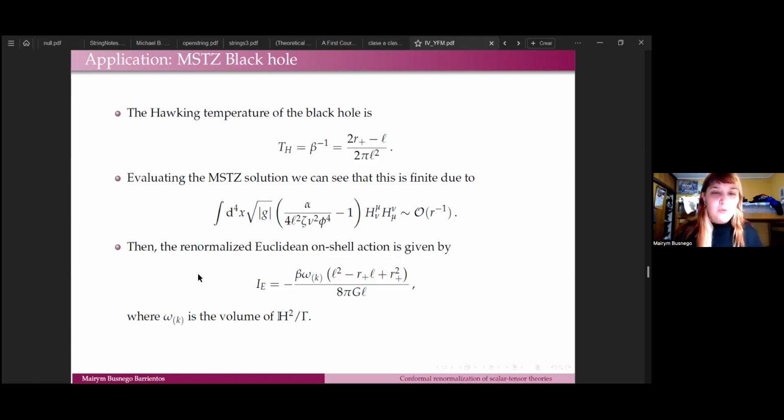where omega is the volume of this, right here, which tells us that all the points of the hyperboloid are identified.